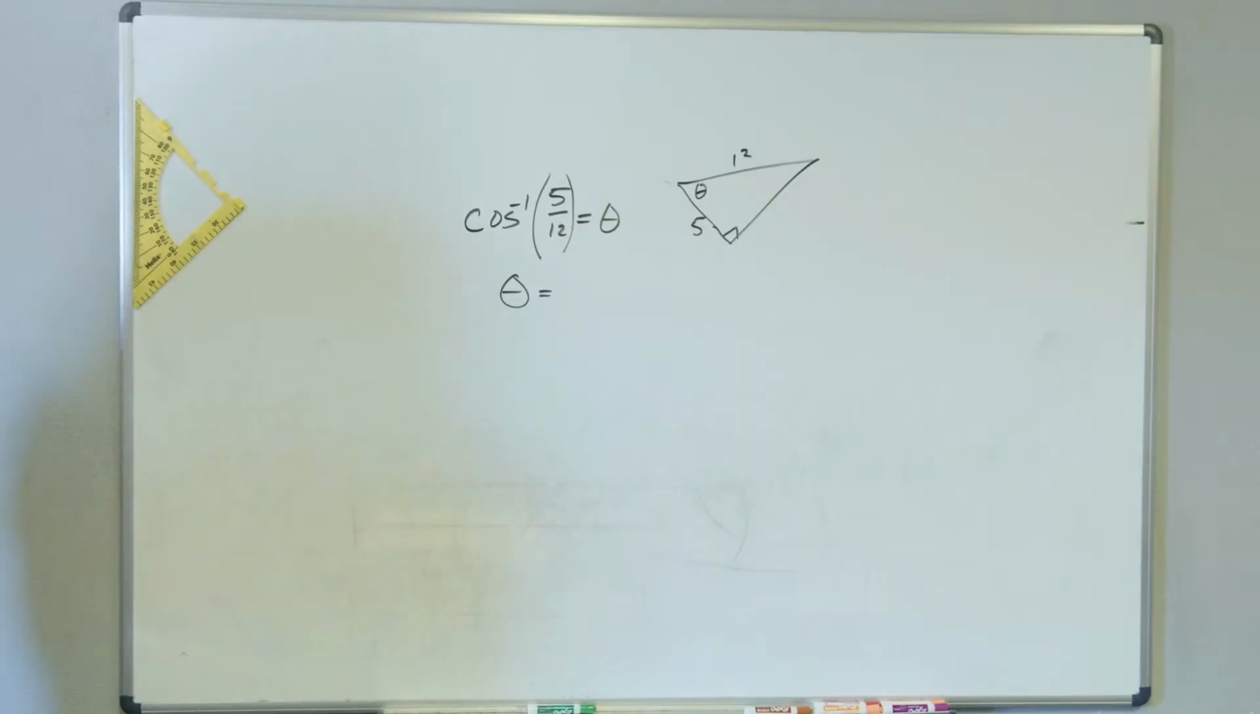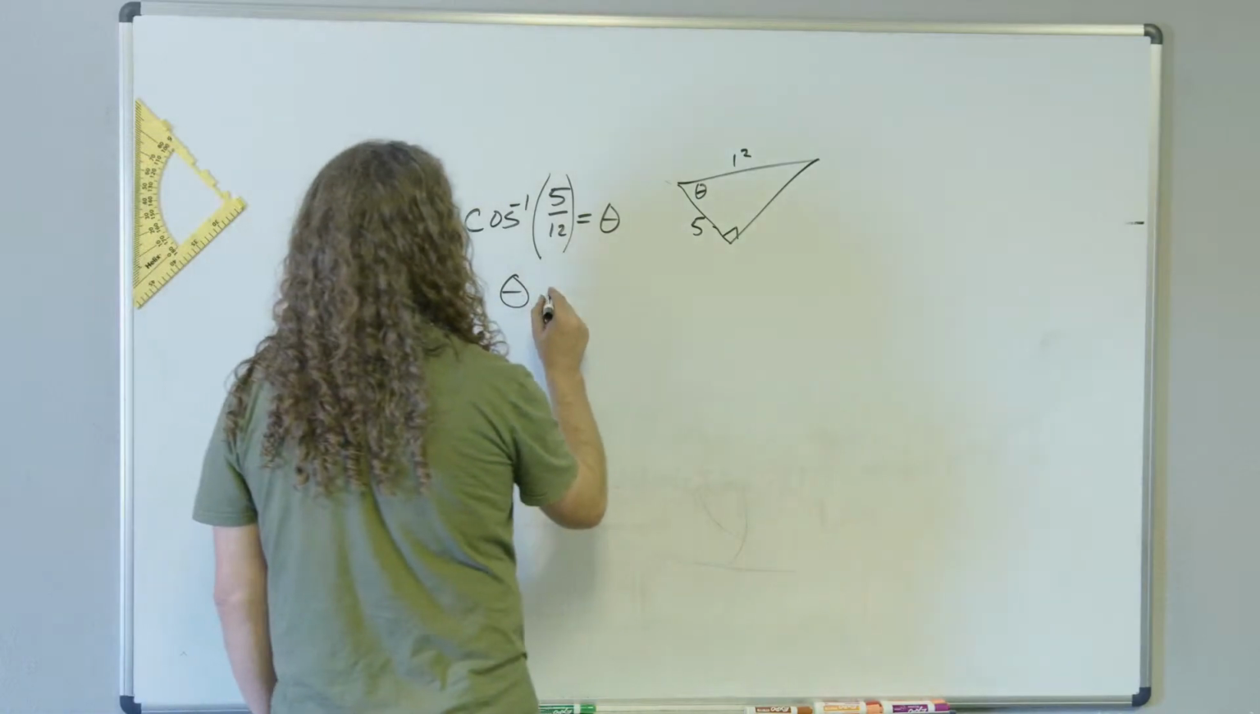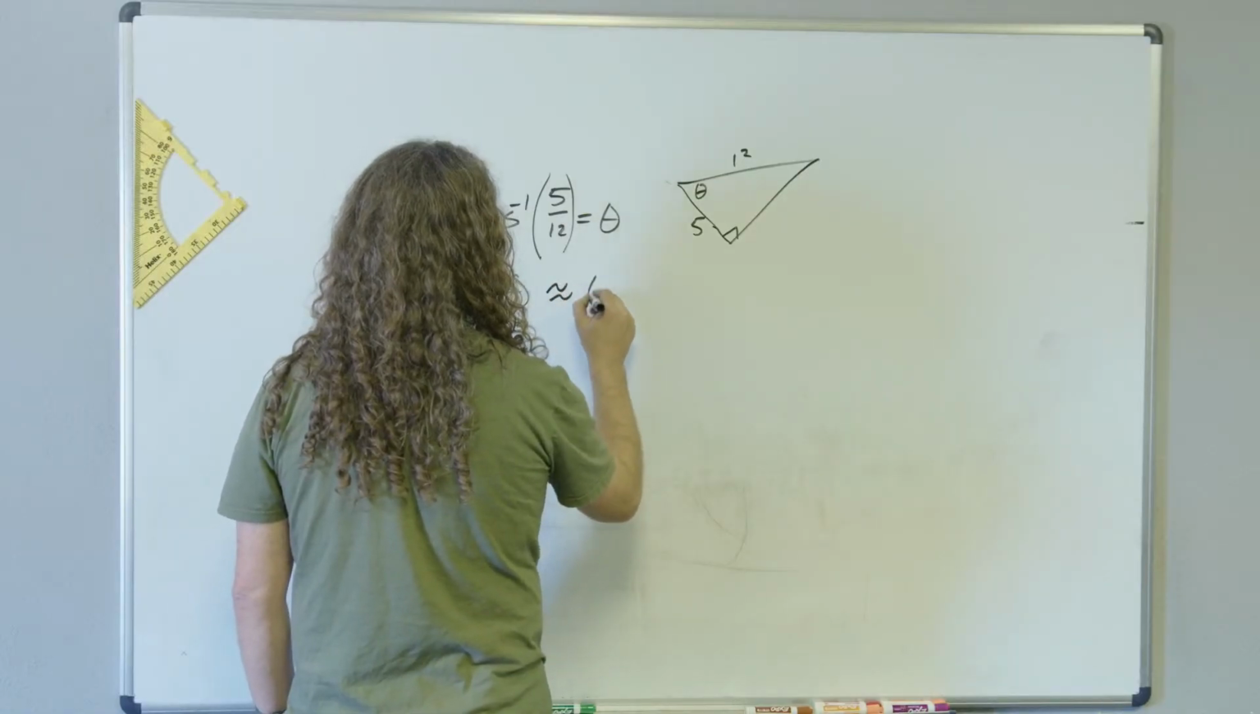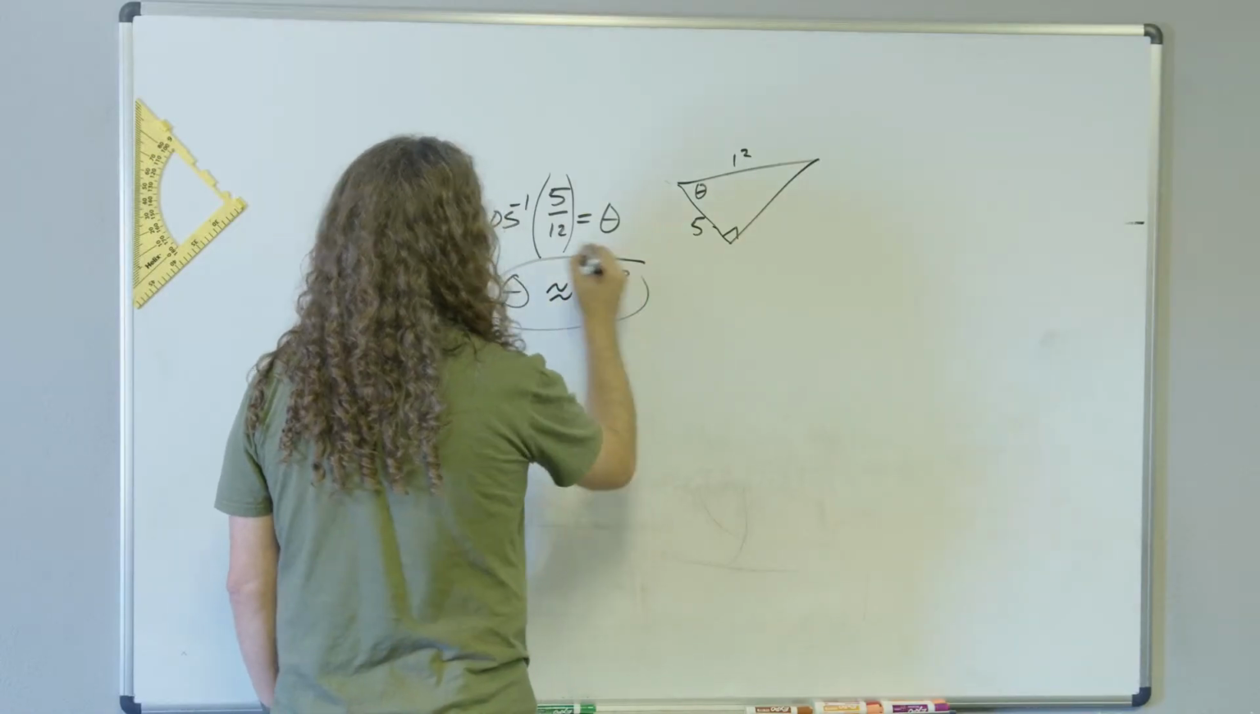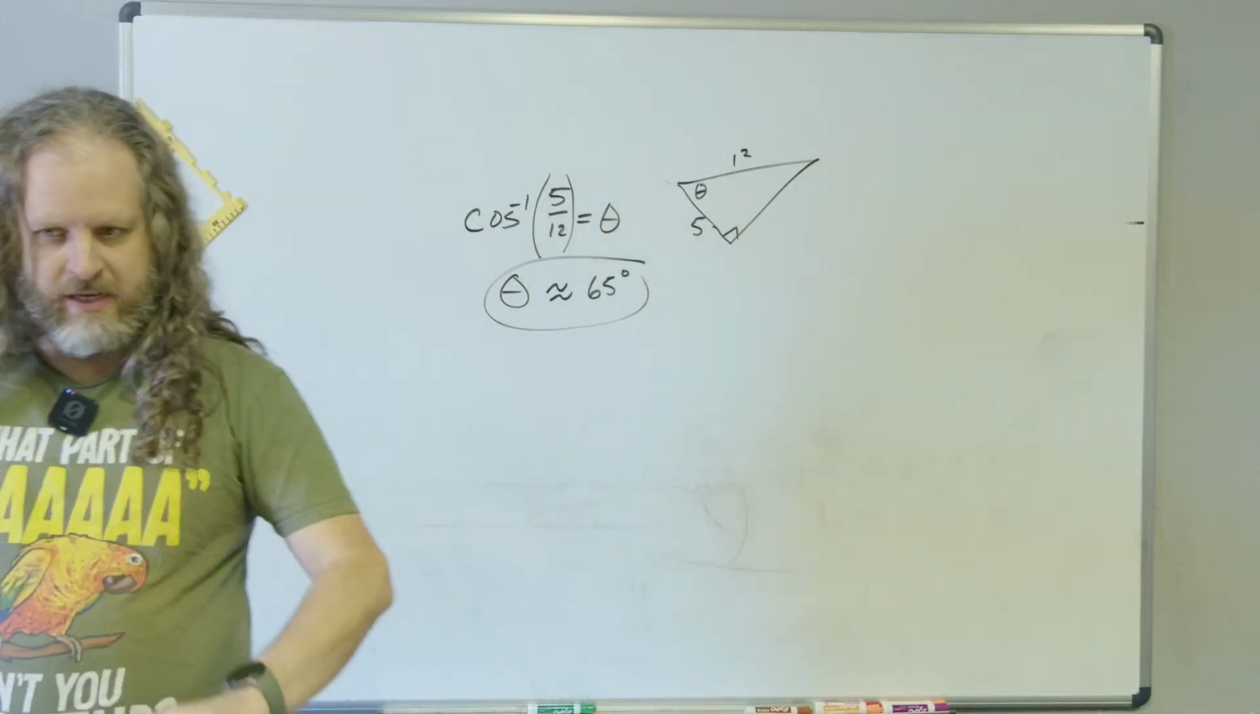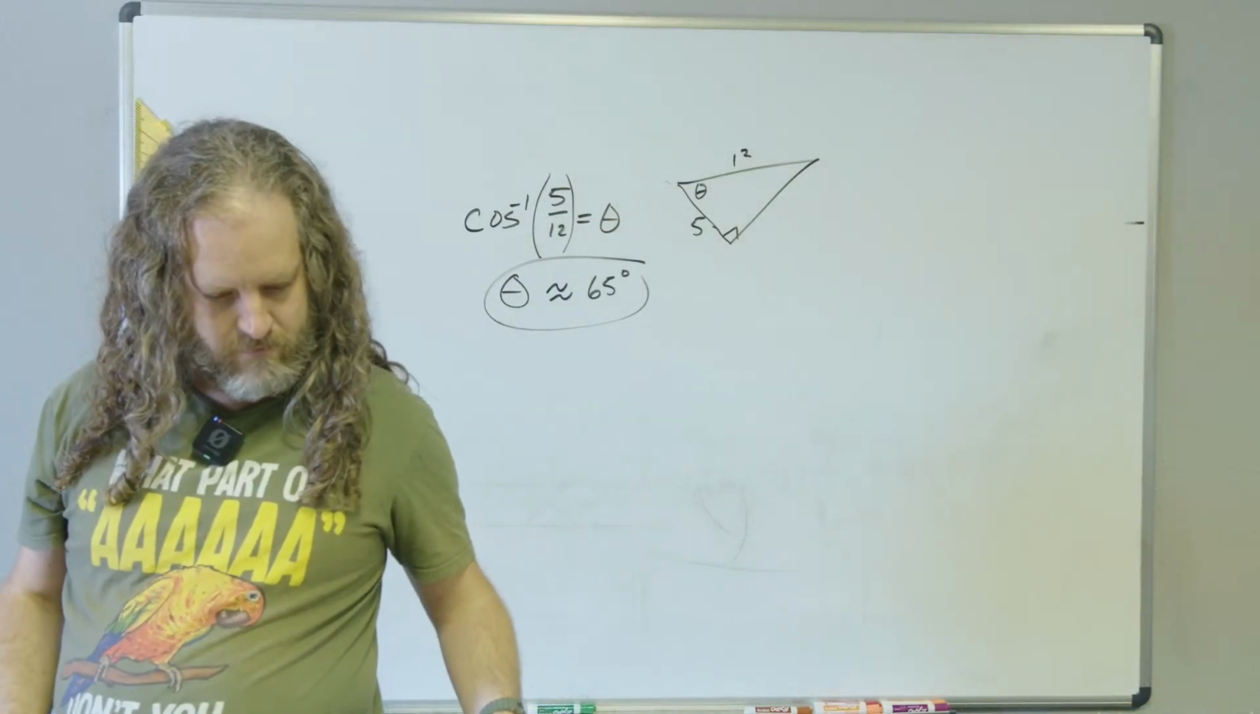What is the answer, approximately, to the nearest degree? 65. Great. Easy peasy?